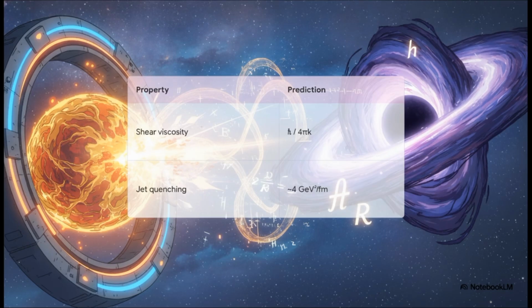But using AdS/CFT, physicist Dam Thanh Son and his collaborators actually translated the plasma into the math of a 5-dimensional black hole. By studying the black hole, they accurately predicted the plasma's shear viscosity to entropy density ratio would be a universal constant, the reduced Planck constant over 4 pi times the Boltzmann constant. They also estimated a jet quenching parameter of around 4 GeV squared per femtometer. These gravity calculations mapped shockingly well to the real-world experimental data of quantum plasmas.